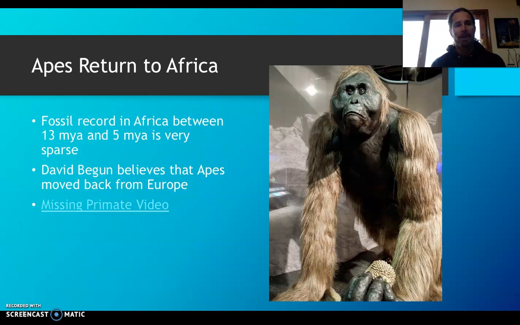Fossil record in Africa between 13 million and 5 million years ago is very sparse. So this is the tough part. We have blank spots. And again, the climate may have changed, so we don't have the soil right and some of those other things. But David Begun basically believes that the apes moved back from Europe into Africa during this time period when they go extinct in Europe.